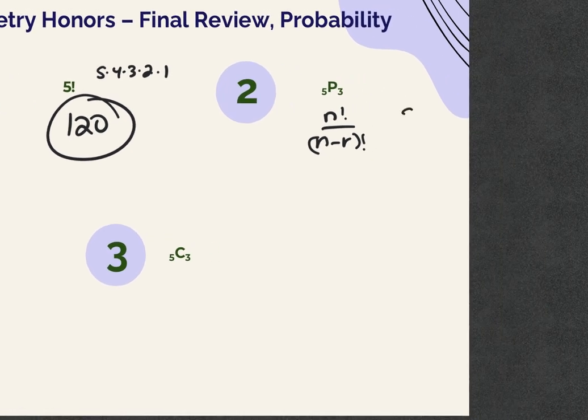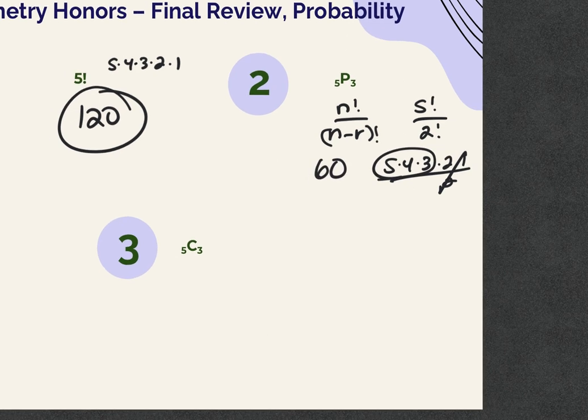So this would be 5 factorial over 5 minus 3, or 2 factorial. And then if you break it down, these would cancel, and I'd get 5 times 4 times 3, which is 60. So it can be done without a calculator, but it's not going to be fun.